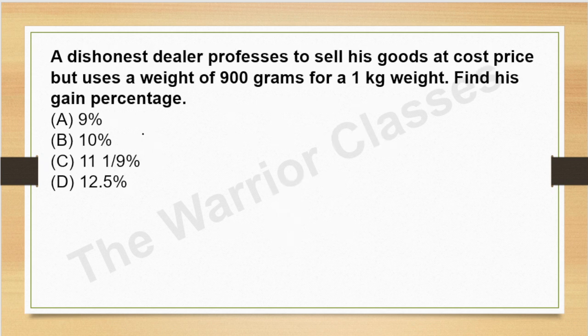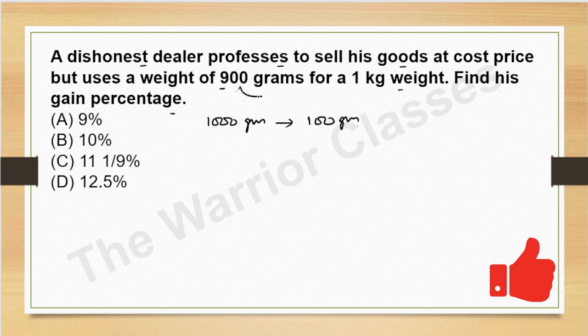Now the next question here is, a dishonest dealer professes to sell his goods at cost price but uses a weight of 900 grams for 1 kg weight. Find the gain percentage. So this problem we can solve by two methods. Our traditional method here is, in 1000 grams or 1 kg, he saves 100 grams, right?